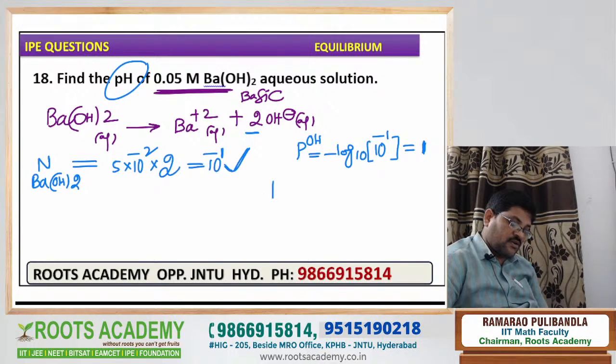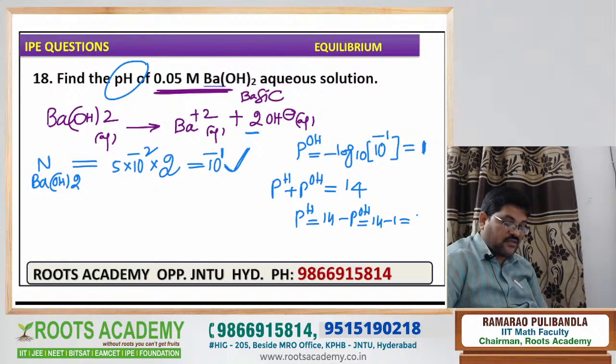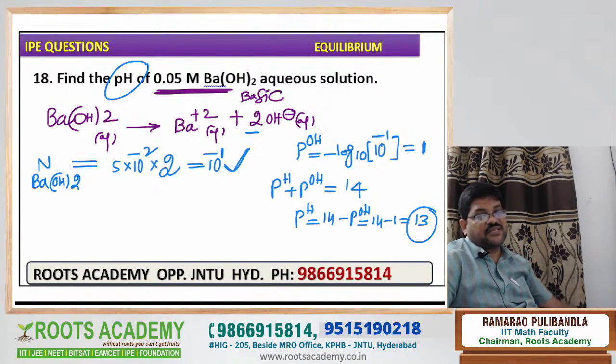Simple logic. At room temperature, what do you know? pH plus pOH is equal to 14 at room temperature. Therefore pH is equal to what? 14 minus pOH, that is equal to 14 minus 1, which is 13. pH 13 means what? More than 7 is basic nature. Easy. What nature? Basic nature.